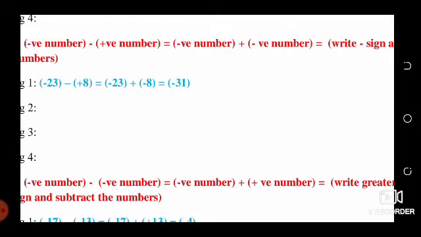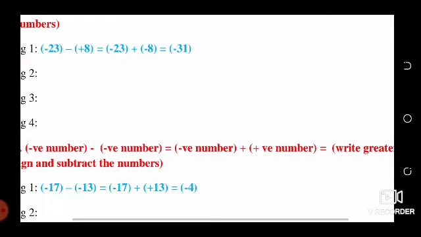In between the symbol also should be changed as plus. Now minus 23 minus 8. So write the minus sign and add the value. So 23 plus 8 is 31. Minus 31 is the answer.